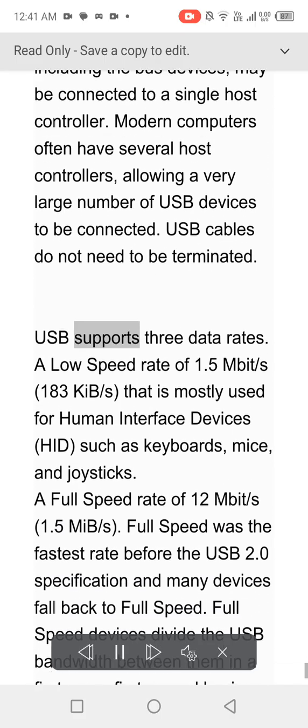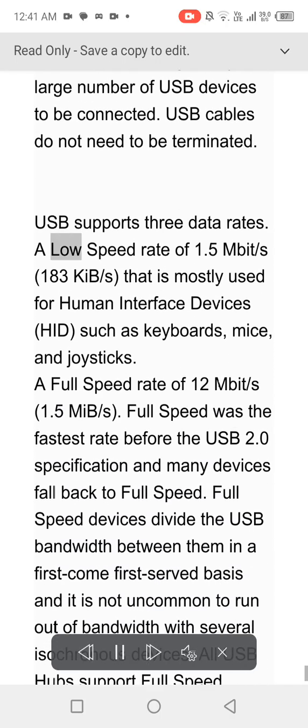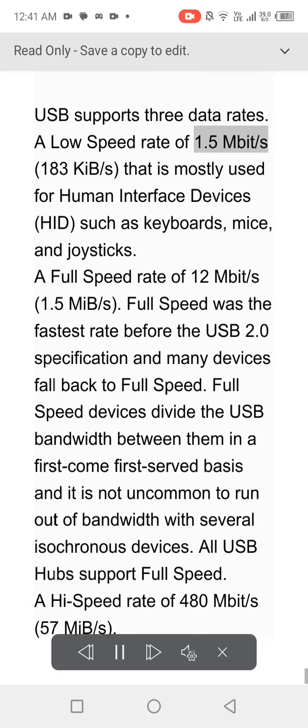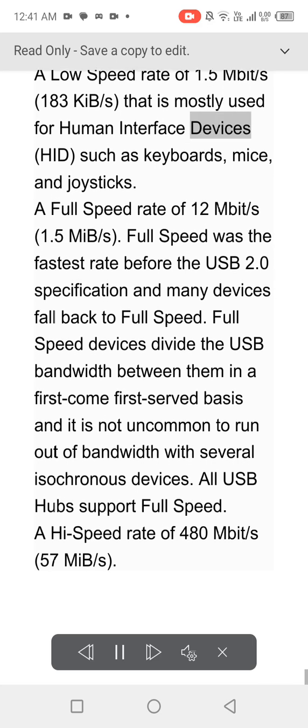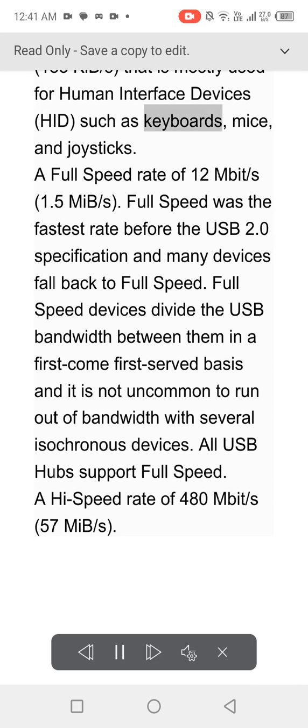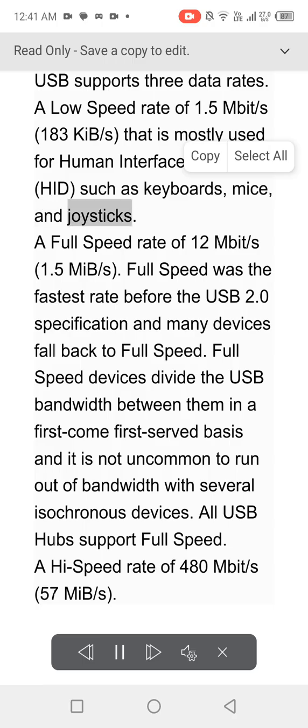USB supports 3 data rates. A low speed rate of 1.5 megabits per second, 183 kB/s, that is mostly used for human interface devices, HID, such as keyboards, mice, and joysticks. A full speed rate of 12 megabits per second, 1.5 MB/s. Full speed was the fastest rate before the USB 2.0 specification, and many devices fall back to full speed.